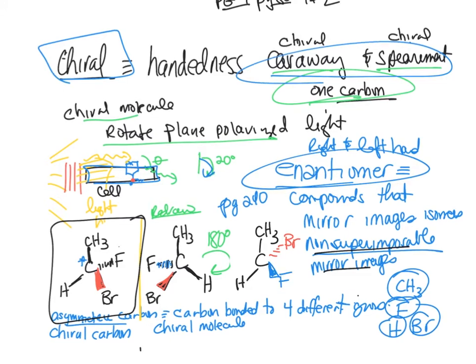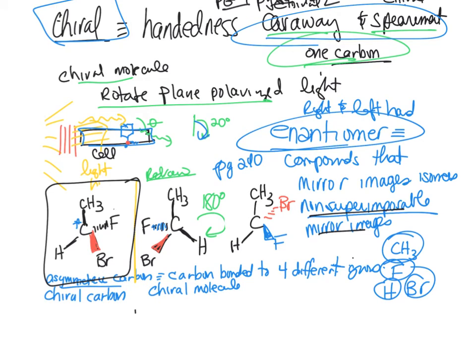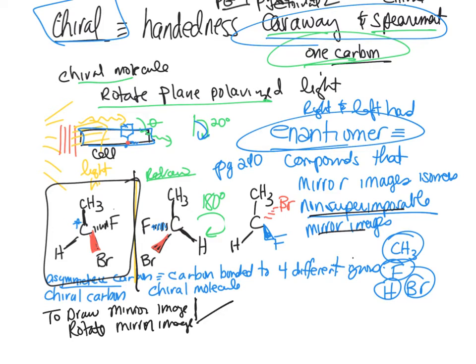Okay, let's write that down because you have to know how to draw these mirror images. So we'll write, to draw a mirror image. Okay, so I draw my little mirror here, and then you draw it here, but when you rotate it. So then you draw the mirror image and then you rotate the mirror image. And when you do this, what is on the dash and what is in front goes in back.